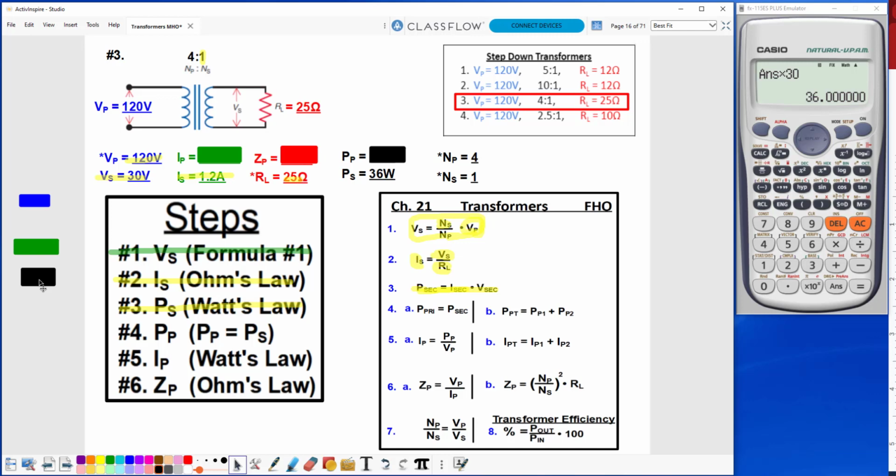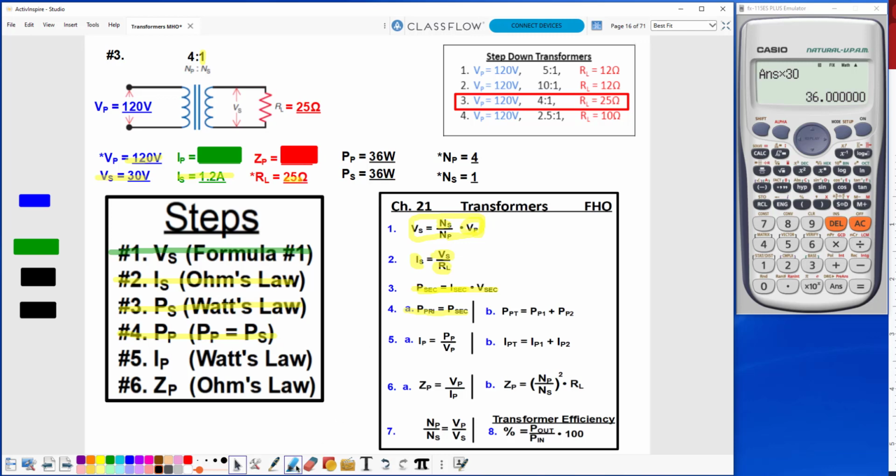Alright, now I'm moving back over to the primary side of my transformer, and I see here that the next thing I want to do is find the primary power. And my formula tells me that my primary power is equal to my secondary power. So I've got 36 watts. It'll be 36 watts on the primary side.